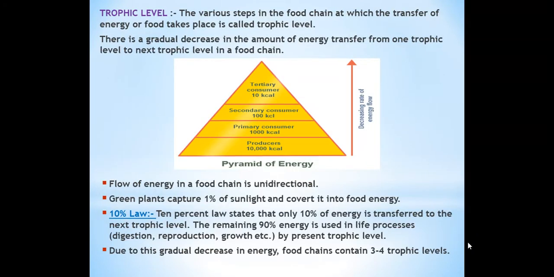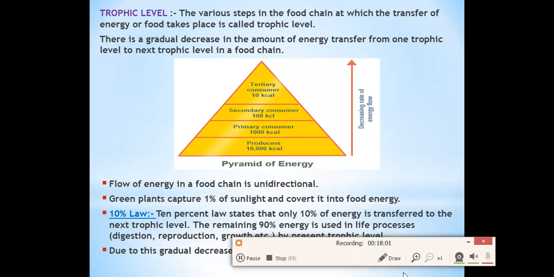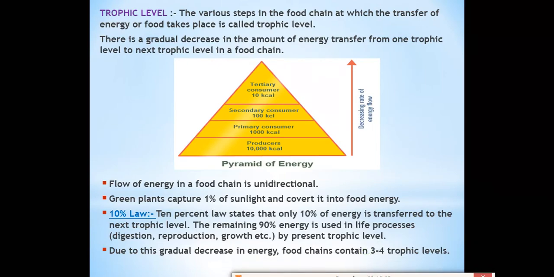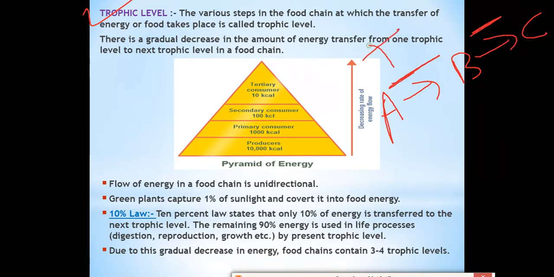Next, we will read about the trophic levels. So what are trophic levels? The various steps in a food chain at which transfer of energy or food takes place are called trophic levels. For example, A to B. A and B are two organisms. So this is the first step, and from B to C, this is another step. So this is trophic level 1, this is trophic level 2, T2. So this is the first step and this is the second step.